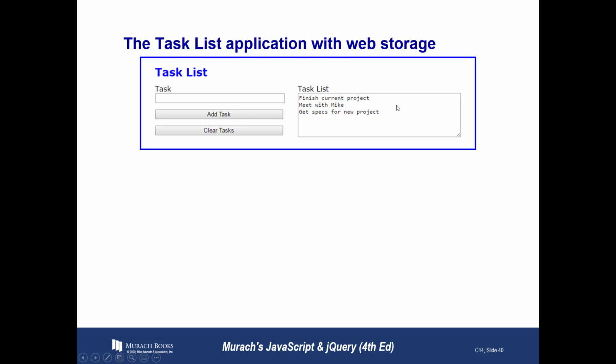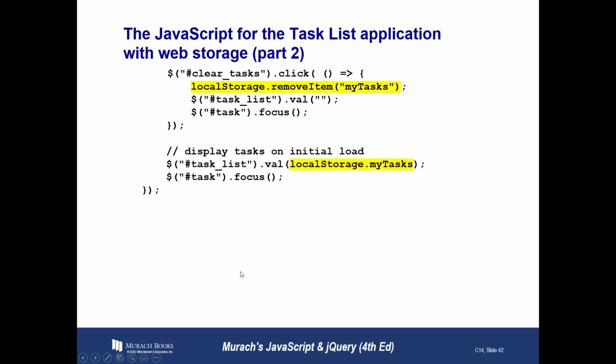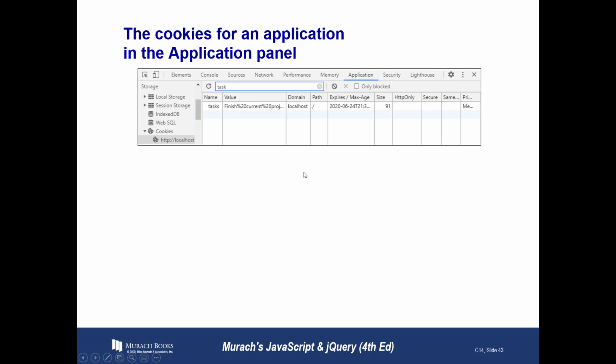All right. So they go back and they recreate this now using web storage. So again, it will persist. So you'll notice in here, local storage dot my tasks. All right. So tasks either equal the current tasks or nothing if there aren't any. And then we want to concatenate that with whatever we just added. We can again remove in here as well and display.